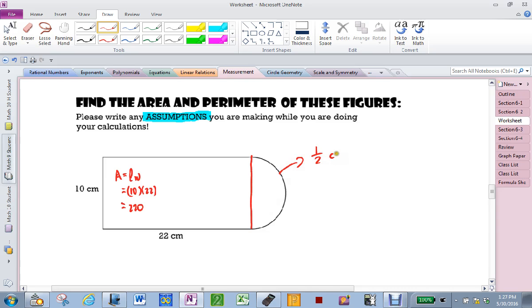This, what is the assumption you made here? That's half a circle. Yeah. What's the area of a circle? Pi r squared. So what's the area of half a circle? Pi r squared divided by 2.